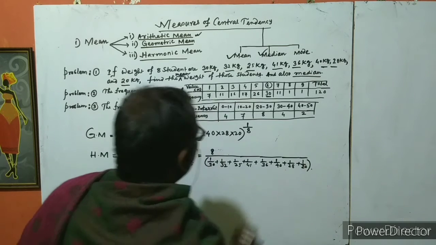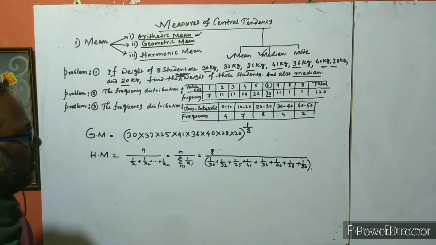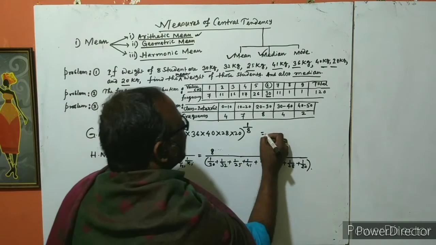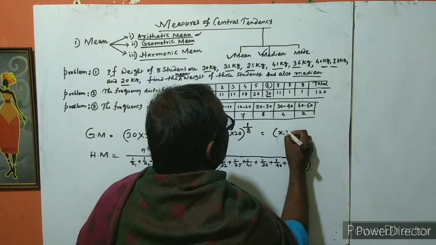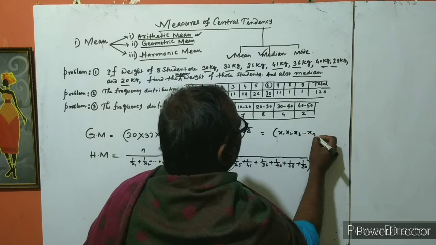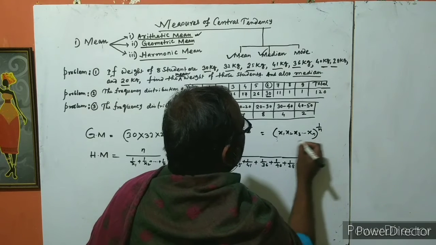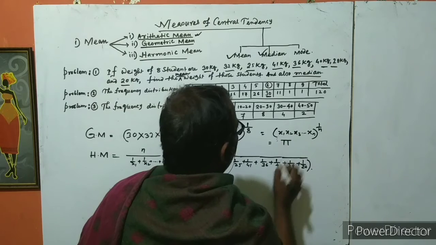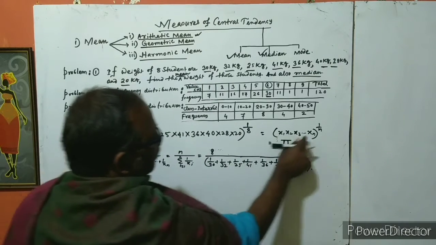Okay, this is the formula for calculation of HM. And what is the formula of GM? That is the product of x1, x2, x3, and so on up to xn, to the power 1 by n. It can also be noted by this product symbol, and this is the summation symbol.